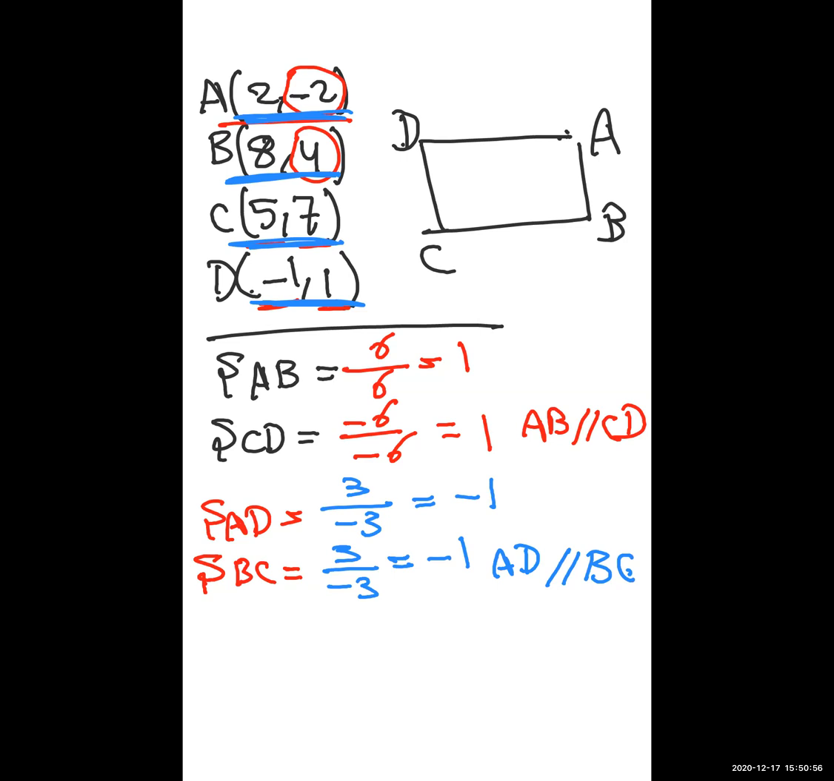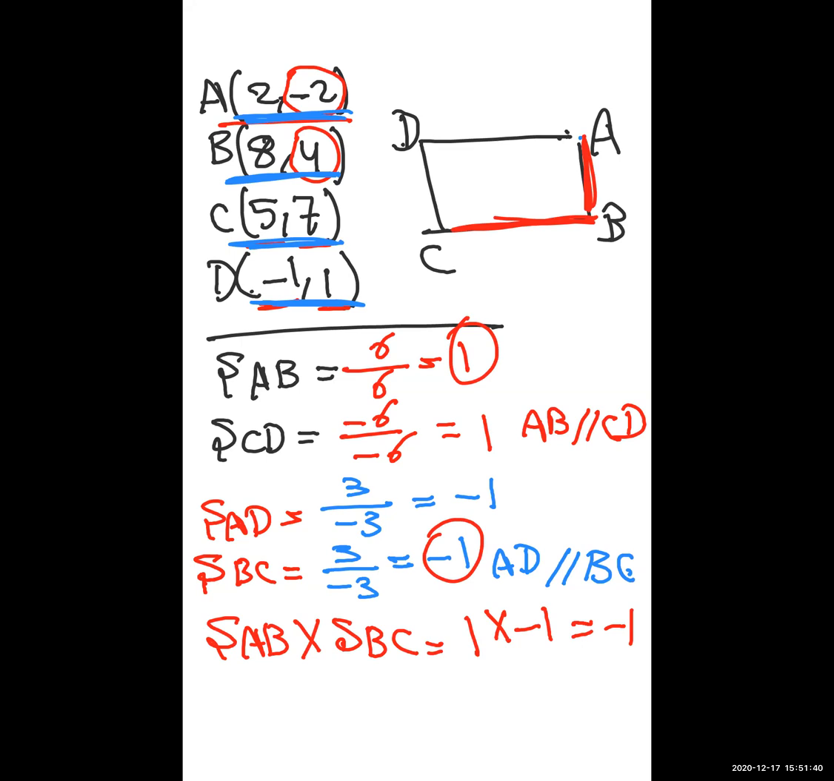It's easy to prove that two adjacent sides are perpendicular, so the product of the two slopes for these two adjacent sides will equal -1. Let's check AB and BC. Slope of AB times slope of BC: AB equals 1, BC equals -1, so 1 times -1 equals -1. The multiplication of the two slopes equals -1, so AB is perpendicular to BC, which means this one is a rectangle.